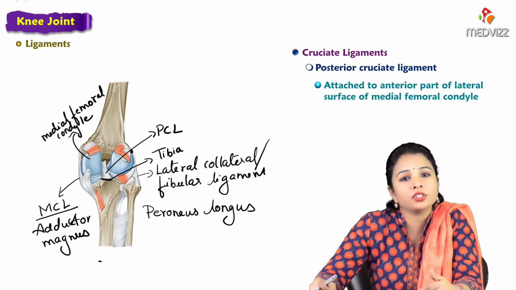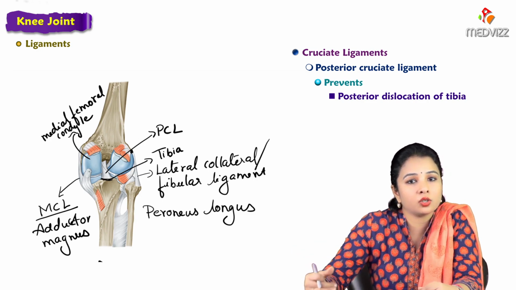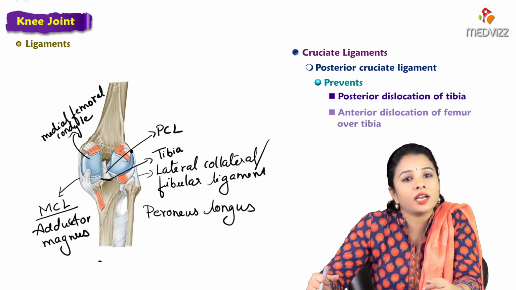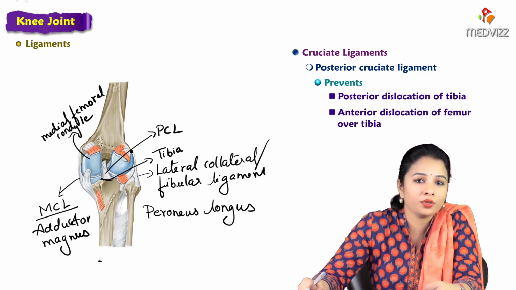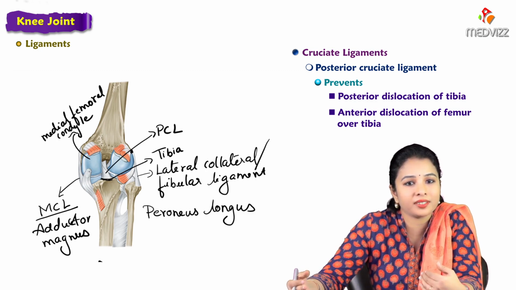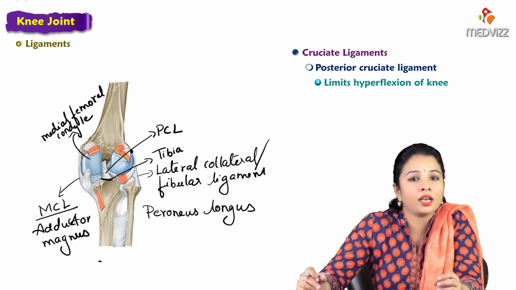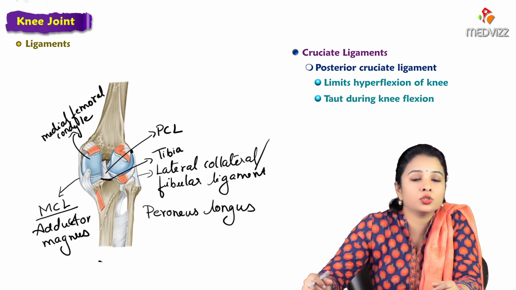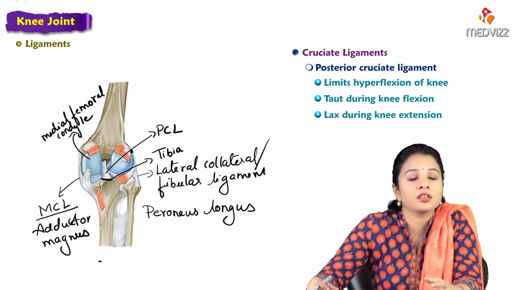So, the posterior cruciate ligament prevents the posterior dislocation of tibia, that is the anterior dislocation of femur over tibia. It limits hyperflexion of the knee, and it is taut, it is tensed during the flexion of the knee, and it is lax during the extension.